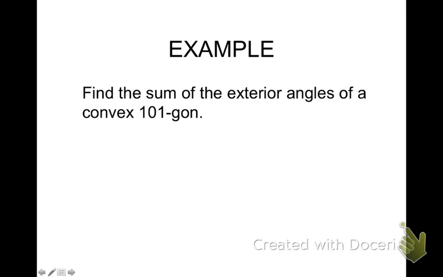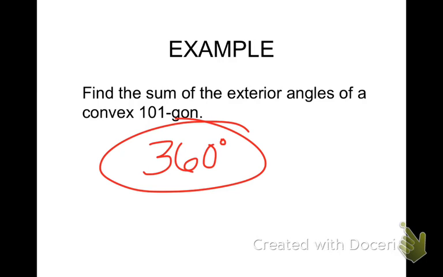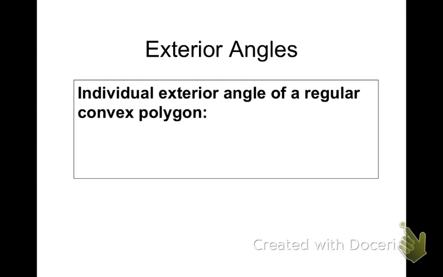So find the sum of the exterior angles of a 101-gon. 360. No wait, it's 360. All right, so then what do you think we're going to do to find the individual exterior angle? If all of them add up to 360, we would take 360 and divide it by the number of sides. So 360 divided by n.